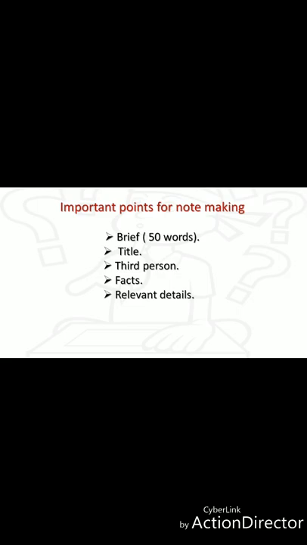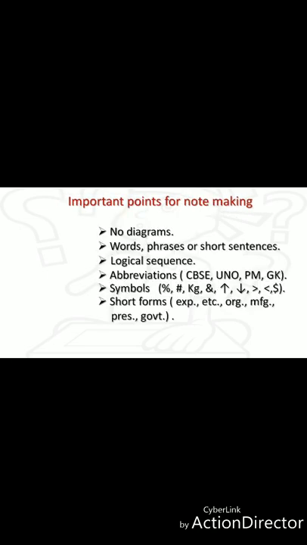You have to give a title to it. You have to write it in the third person language. You should give only the bare facts and the relevant details in the note. Here are some more points which are important for note making. First of all, do not give any diagrams. You should use only words or phrases or maybe short sentences. You should write them in the logical sequence in which the data has been given.